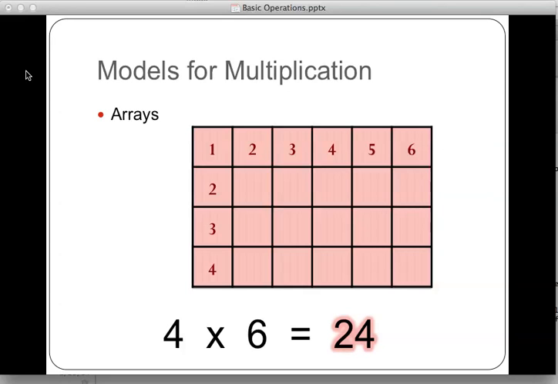Using arrays, 4 times 6 and 6 times 4 can be seen as the same. 4 times 6 would mean 4 rows of 6. 6 times 4 would be 6 columns of 4. However, this is the way we can show very clearly that 4 times 6 and 6 times 4 are equal.